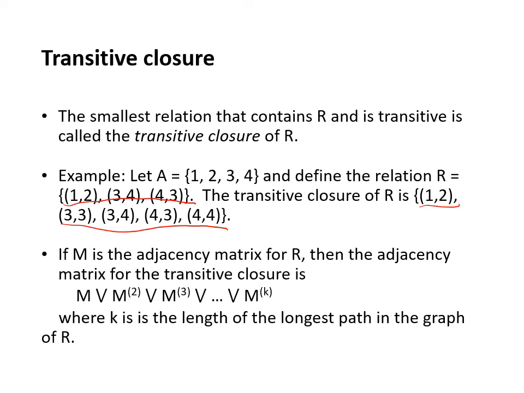And now another interesting result is that if M is the adjacency matrix for R, then the adjacency matrix for the transitive closure is the following, where k is the length of the longest path in the graph of R. So it's really easy to compute the transitive closure relation using matrices.